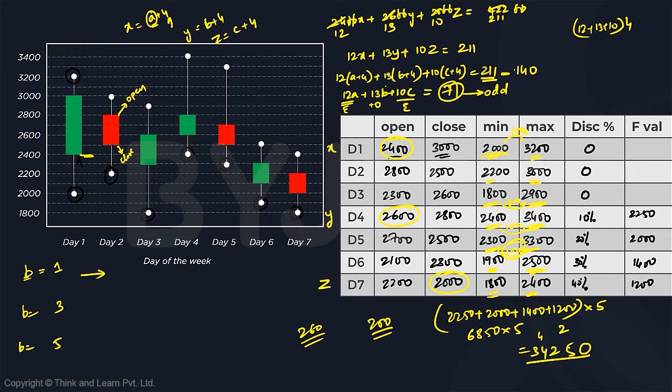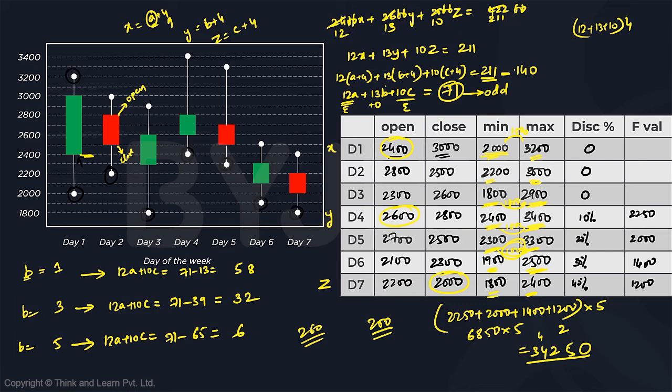Take the first case. If B is 1, what is the possibility? You are looking at 12A plus 10C equal to 71 minus 13, which is 58. If you look at B equal to 3, then this will become 12A plus 10C equal to 71 minus 39, which is 32. And if you look at the third case, 12A plus 10C is equal to 71 minus 13 into 5, that is 71 minus 65, which is 6.